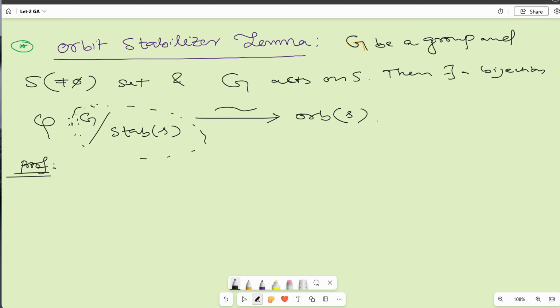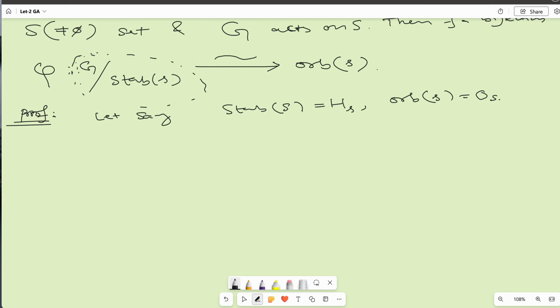For convenience, let's say Stab of S equals H_S, and the orbit of S is O of S. So what you have is a map from G mod H_S to O of S. You have to show this map is a bijection, that there exists a bijection.